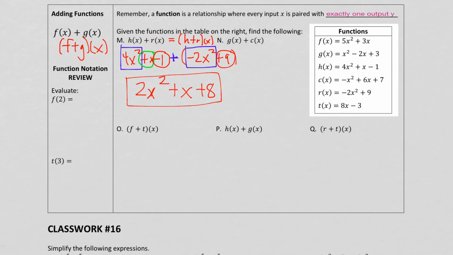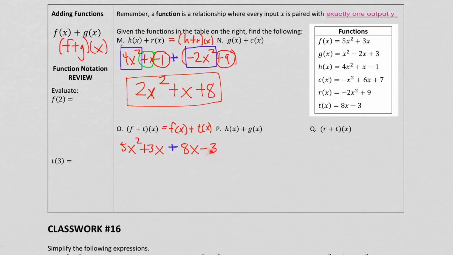Let's do one more example just to make sure it makes sense. So in example O, it says f plus t of x. This also just means adding function f of x with function t of x. That's all it means. We want to add these two functions together. So again, f in this case is over here. It's 5x squared plus 3x. So I'll just copy that, 5x squared plus 3x, plus t of x. So t of x is going to be, in this case, 8x minus 3.